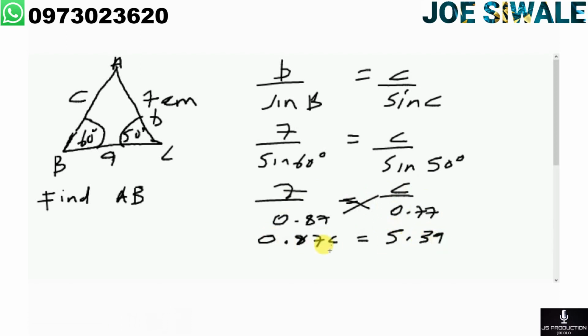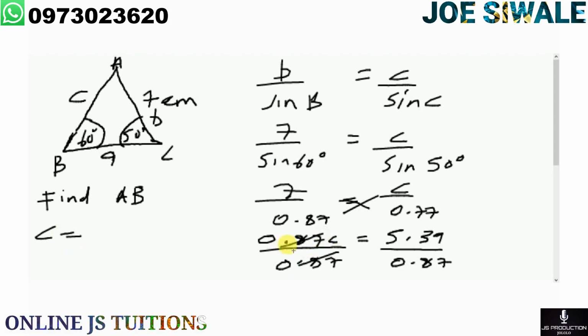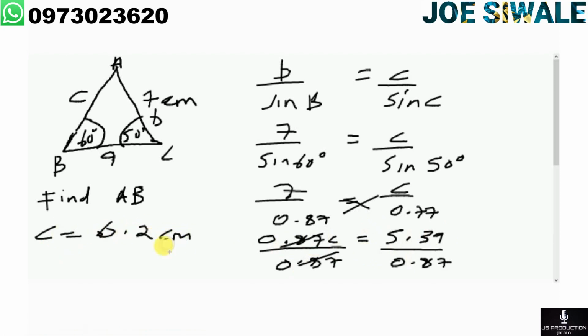which gives 5.39. So to find the value of c, I divide by 0.87 and this side 0.87. So the value of c is equal to, 0.87 and 0.87 can cancel out, so I have 5.39 divided by 0.87, and my answer is 6.2 centimeters. So this is the value of AB. The value of AB is 6.2 centimeters.